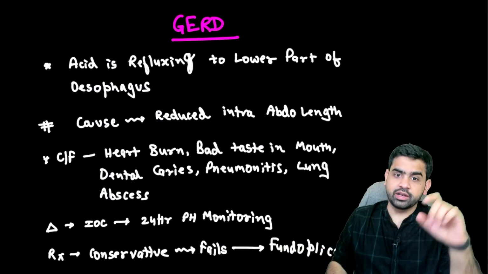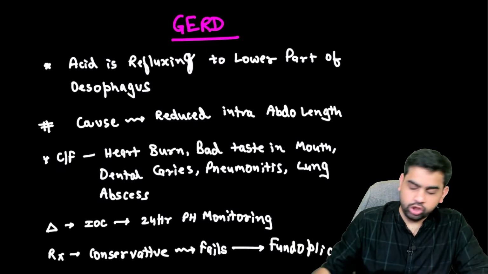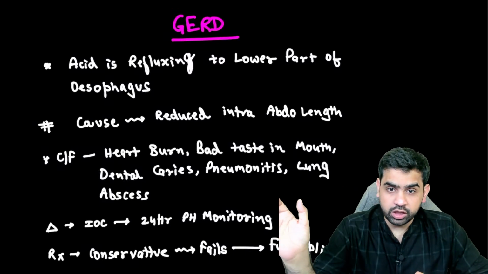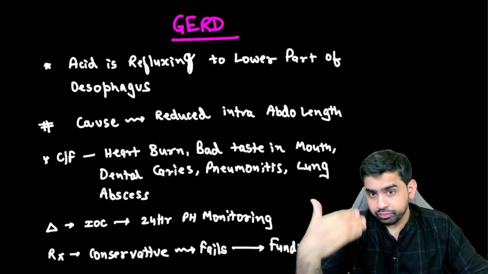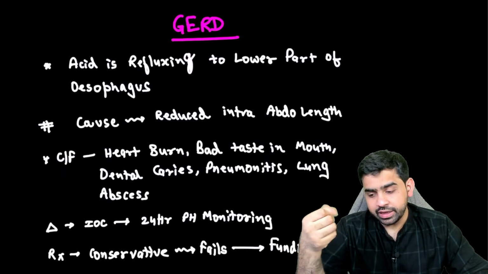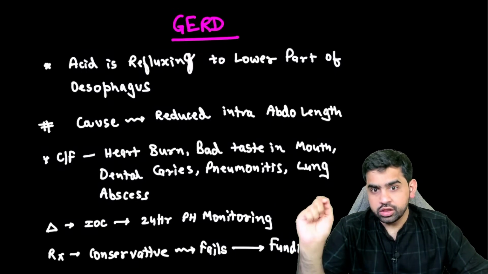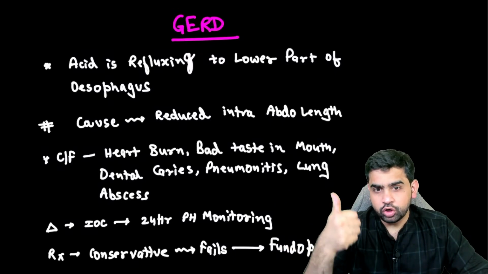If all those things fail, then you go ahead with fundoplication. What is fundoplication? Fundoplication basically means that the upper part of the stomach is wrapped around the esophagus. Nissen is 360 degrees. Then we have Dor and we have Toupet.